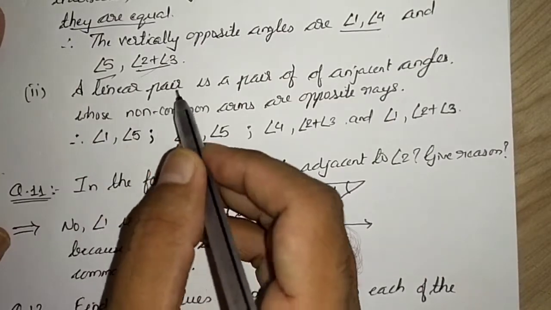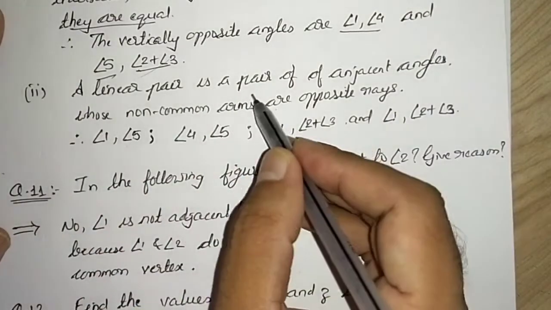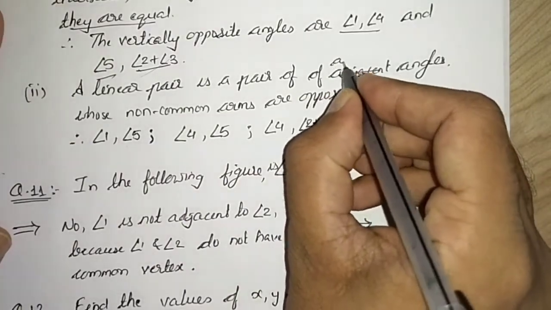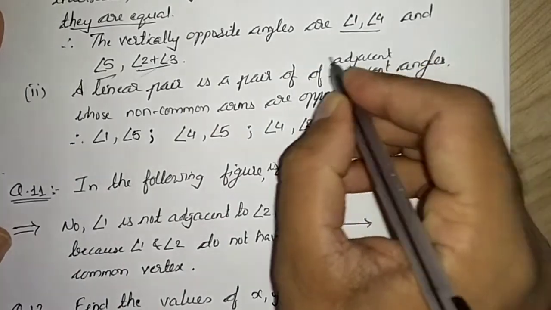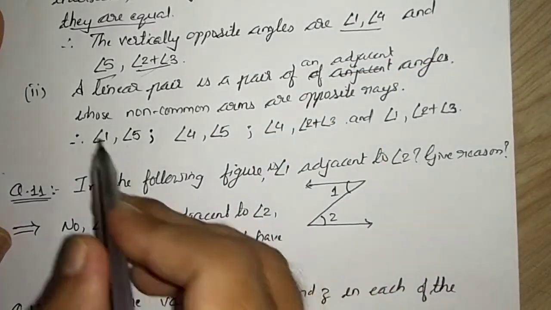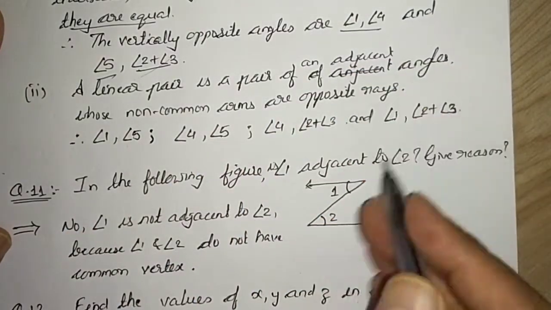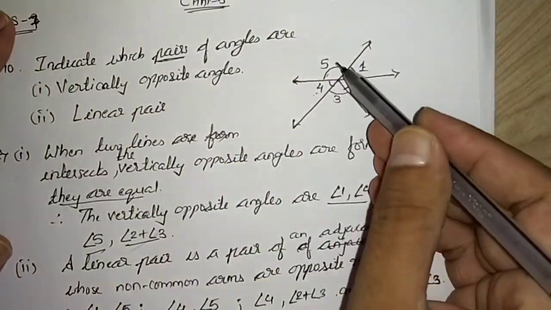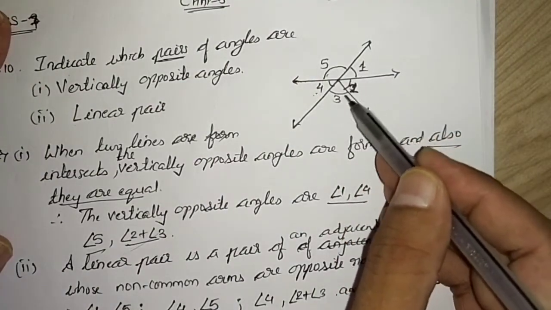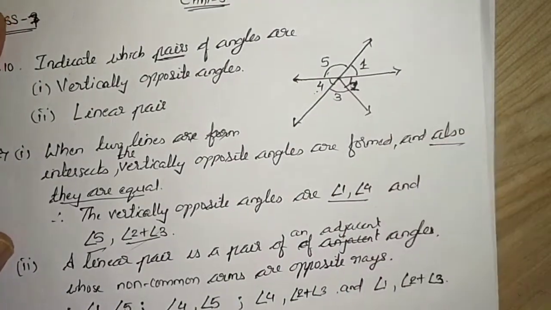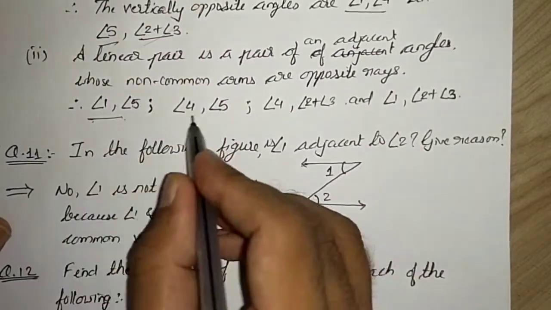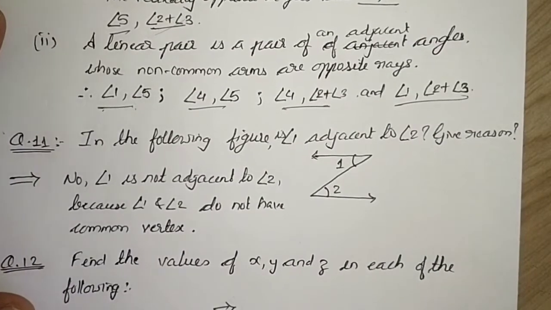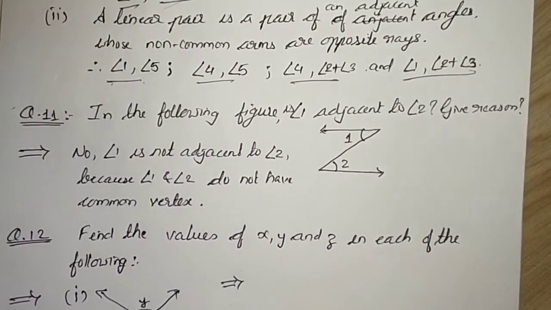A linear pair, first I have written the definition. A linear pair is a pair of adjacent, spelling is wrong, pair of adjacent angles whose non-common arms are opposite rays. Therefore 1, 5, 4, 5, 4, 2 plus 3 together, and 1, 2 plus 3 together. These are the pairs of linear pair angles. Hope you are understanding. Now moving to the 11th question.